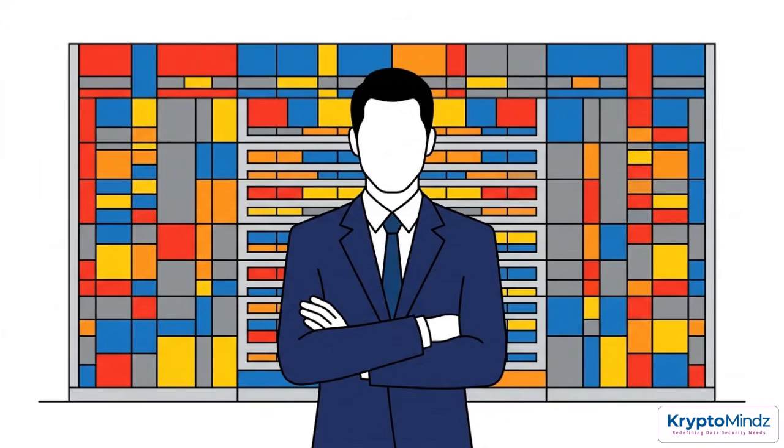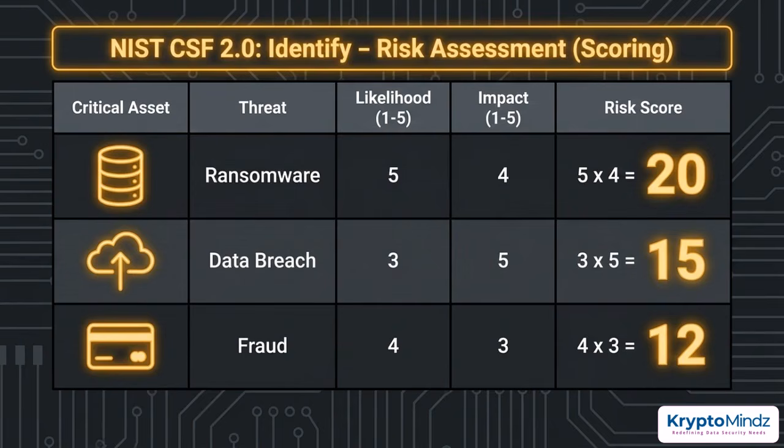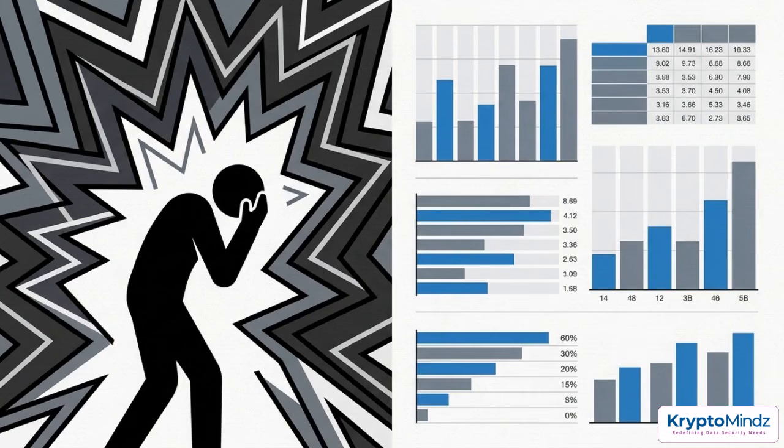Every identified asset must be assigned a business owner. A critical system without a named owner is an orphan that nobody in the organization will actively protect. Once the assets are listed, the next step is to score the risks. This process converts abstract executive anxiety into defensible mathematical data.